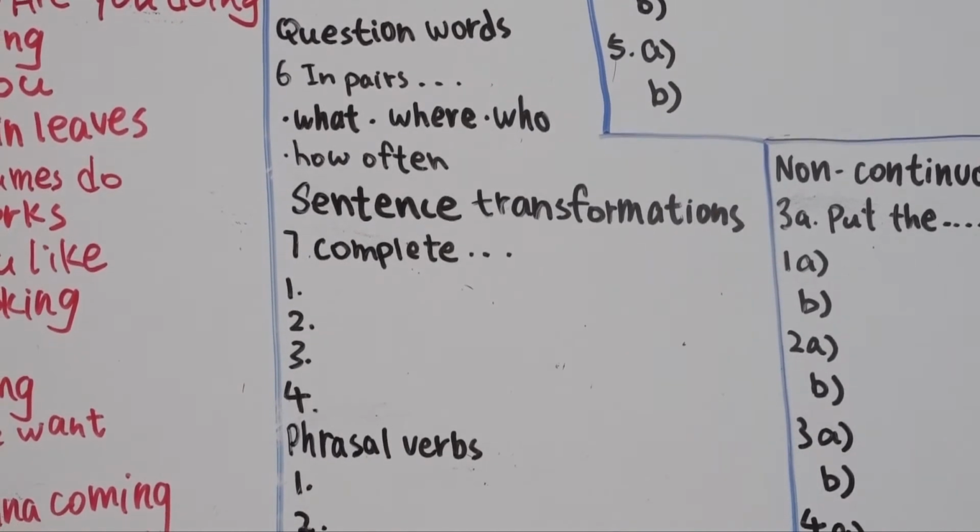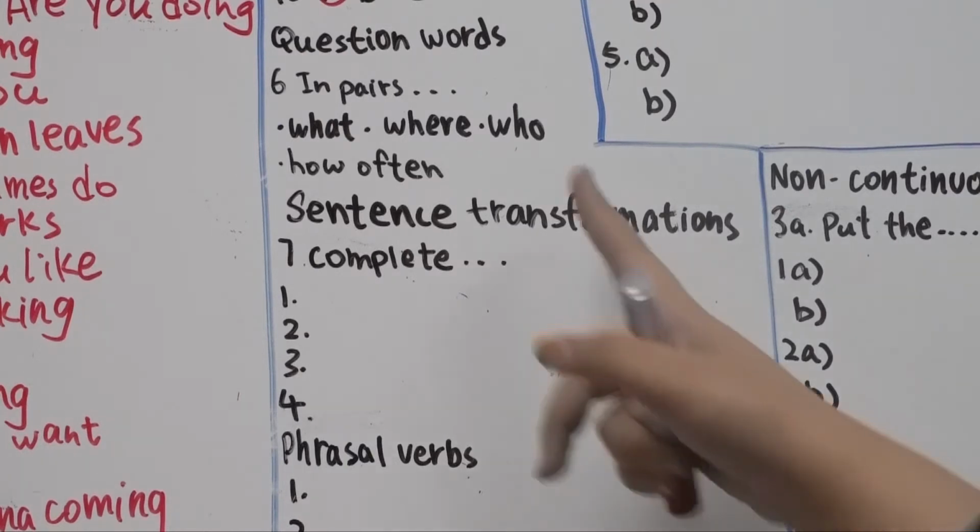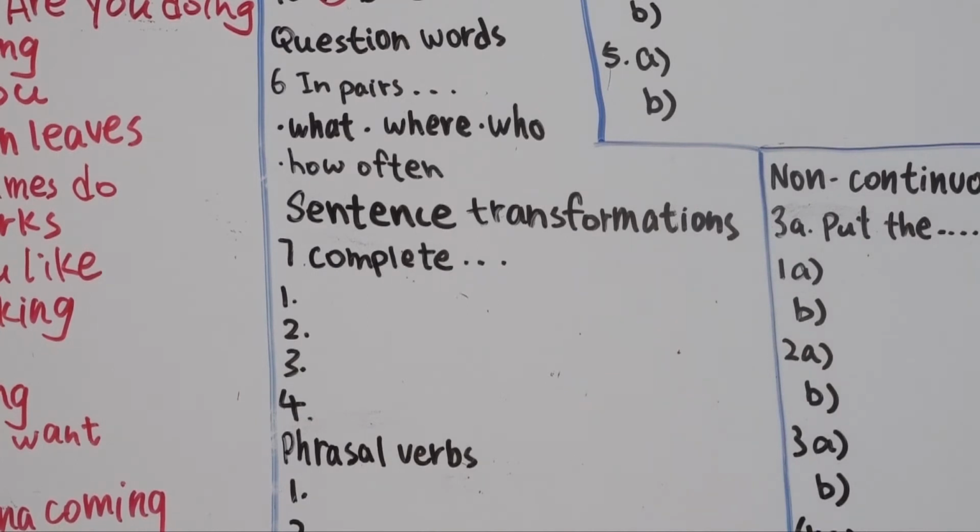For who, you may say, who helps you with your homework? And for how often, you may say, how often do you meet your friends? You may say, I meet my friends every weekend, right? So these are the question words. I think you know how to use them, right? So what can be used with ideas, information, and where is used for places, when is used for time, who is used for people, and how often is used for how often you do something, like how many times do you do something.